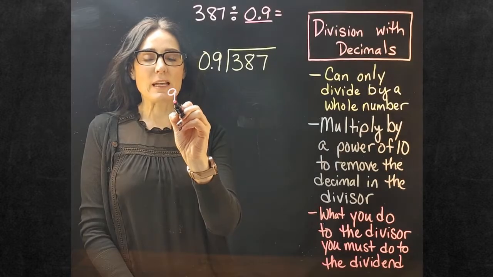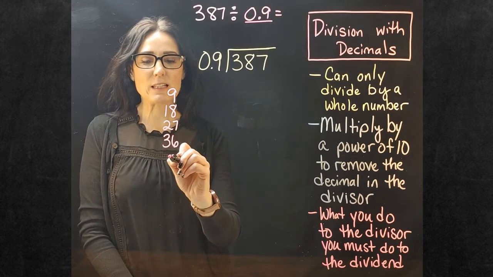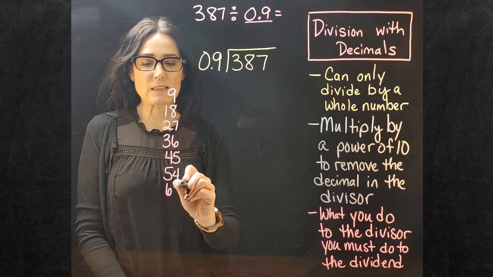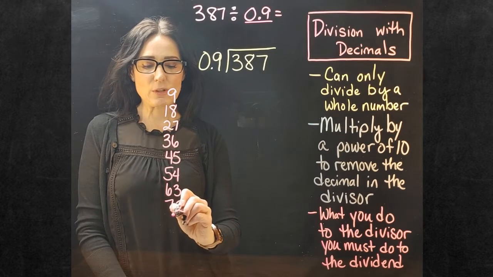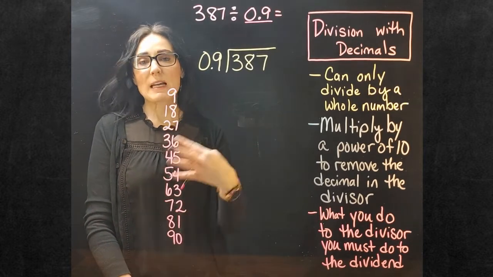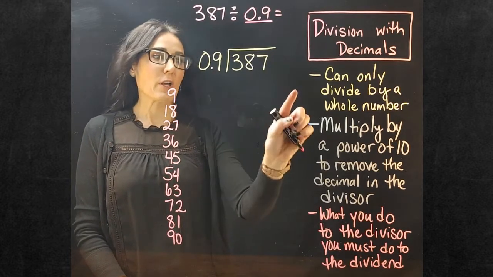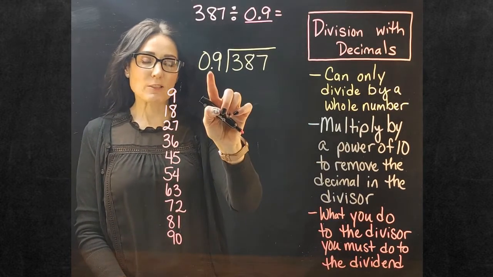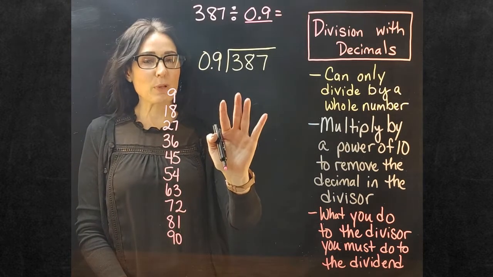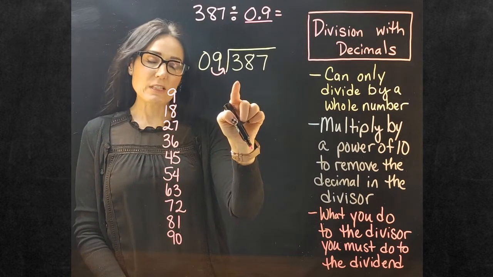So we'll have 9, 18, 27, 36, 45, 54, 63, 72, 81, and 90. Now I want to stop when I get to the 10th multiple because I know I can't use a digit larger than 10. So we're going to first off move our decimal place by multiplying by 10. So technically here, I'm multiplying by the power of 10 because I want to move it one place. So we're going to move the decimal one place.